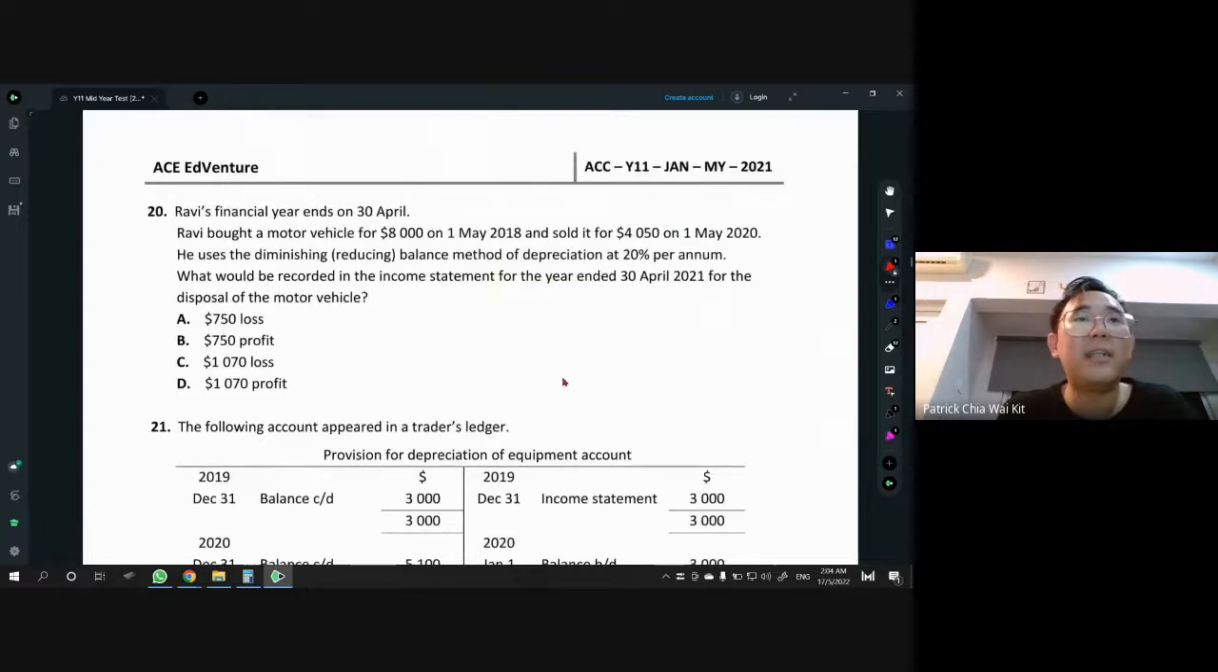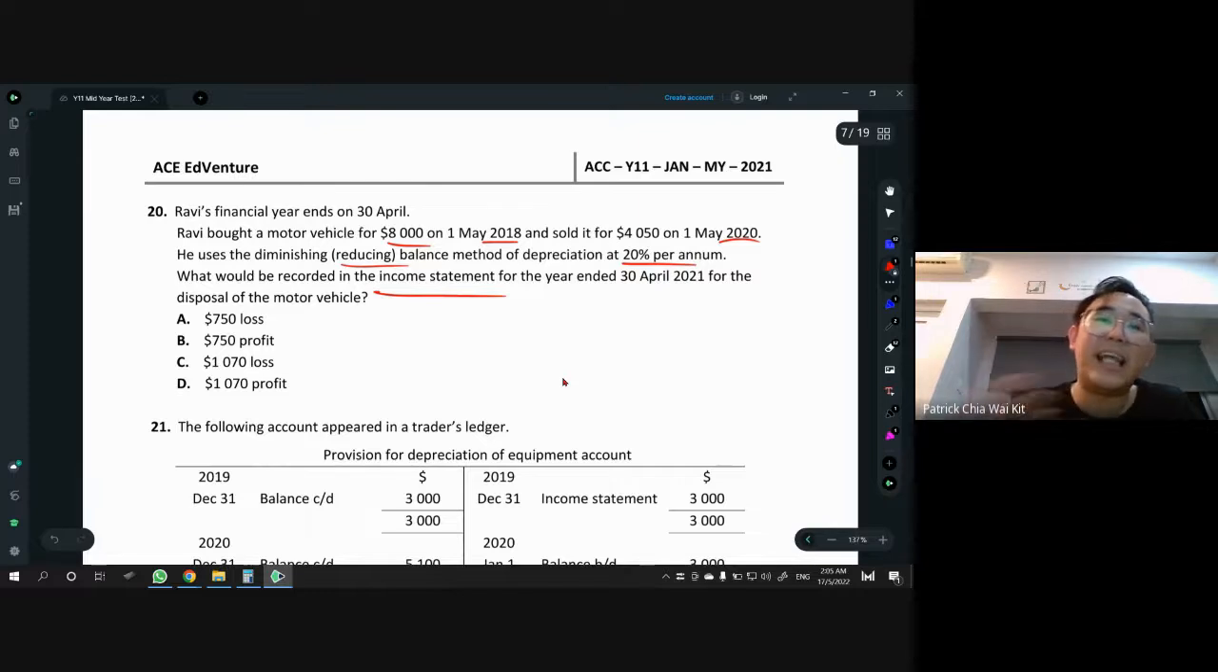Next one, we have question 20. Ravi, financial year end 30 April. Ravi bought the vehicle for 8,000 in 2018, and then he sold it for 4050 on 1st May 2020. For depreciation, he used the reducing balance method, 20% per annum. Now, what would be recorded in the income statement for the disposal? That means when they ask you for the income statement, they're talking about whether it is a gain or loss.